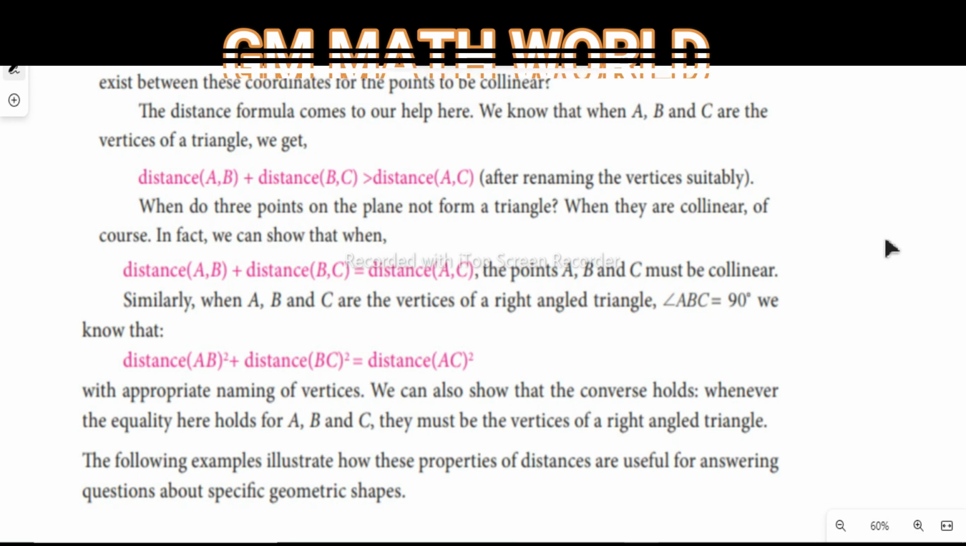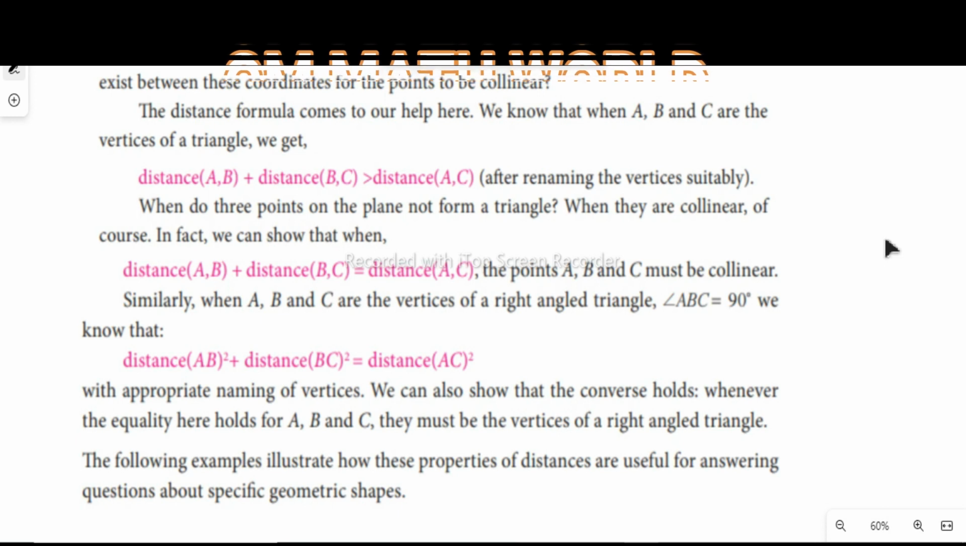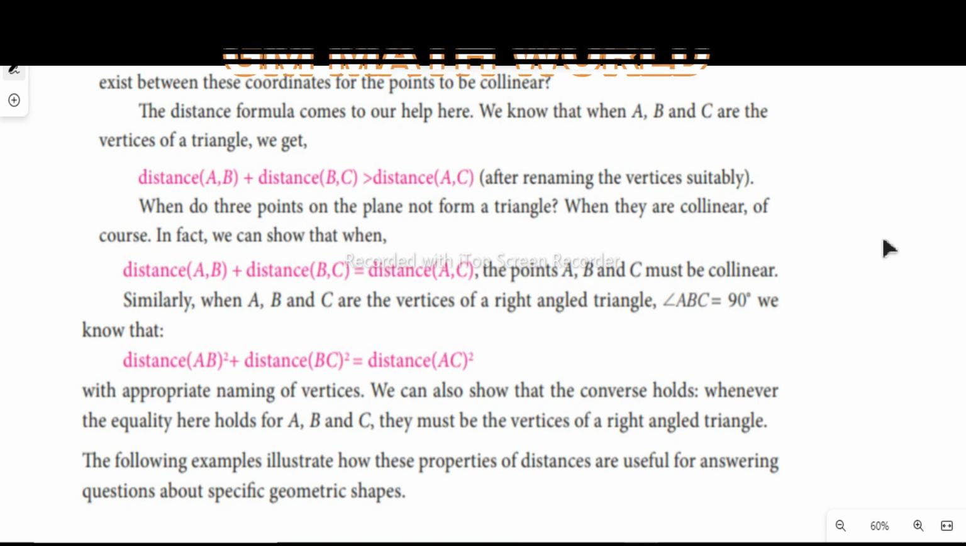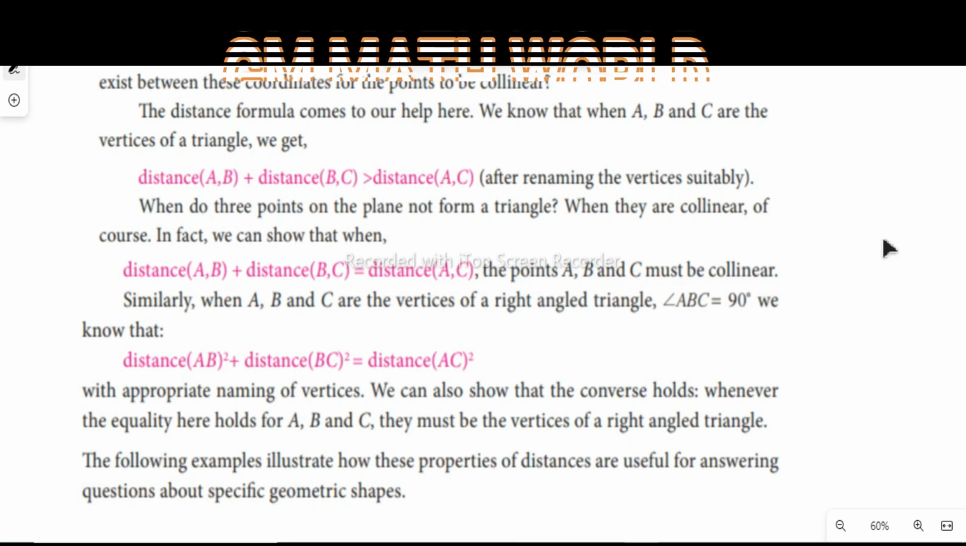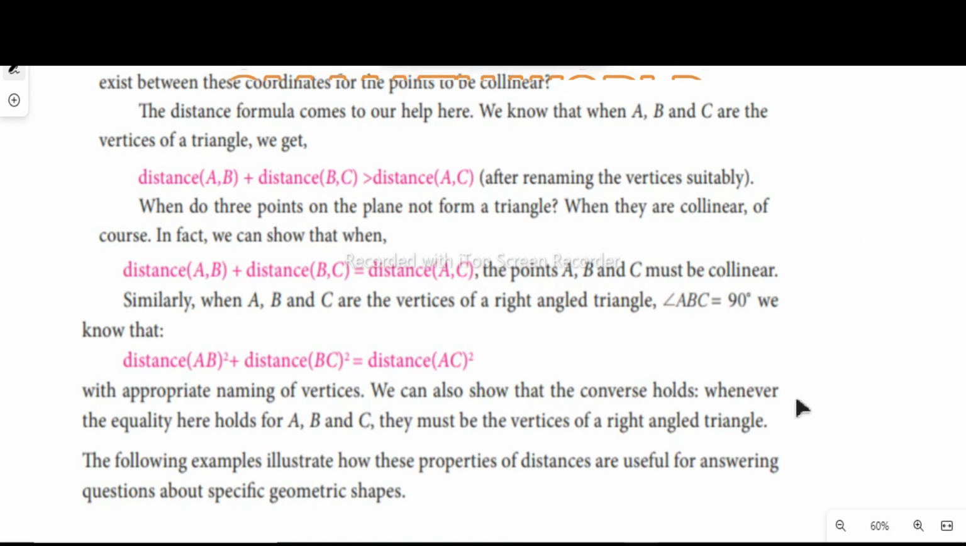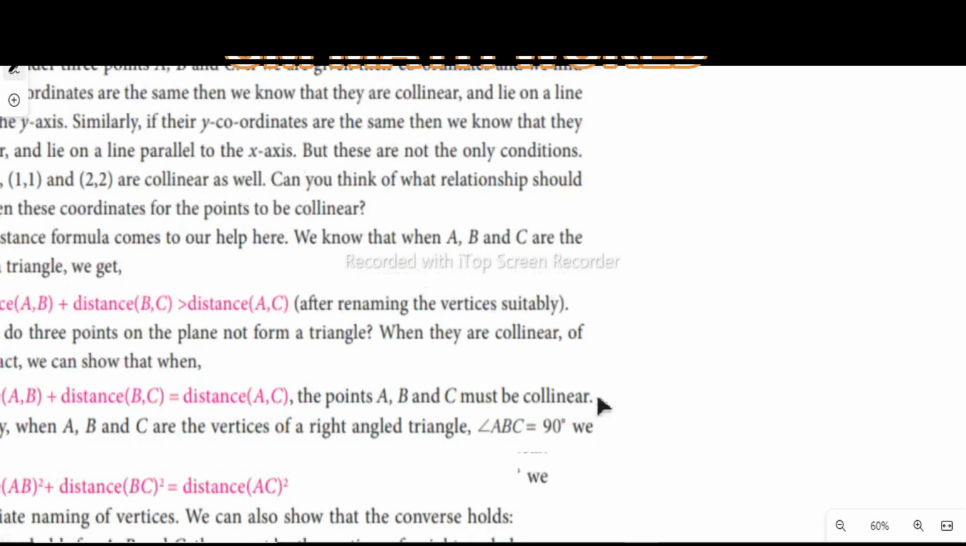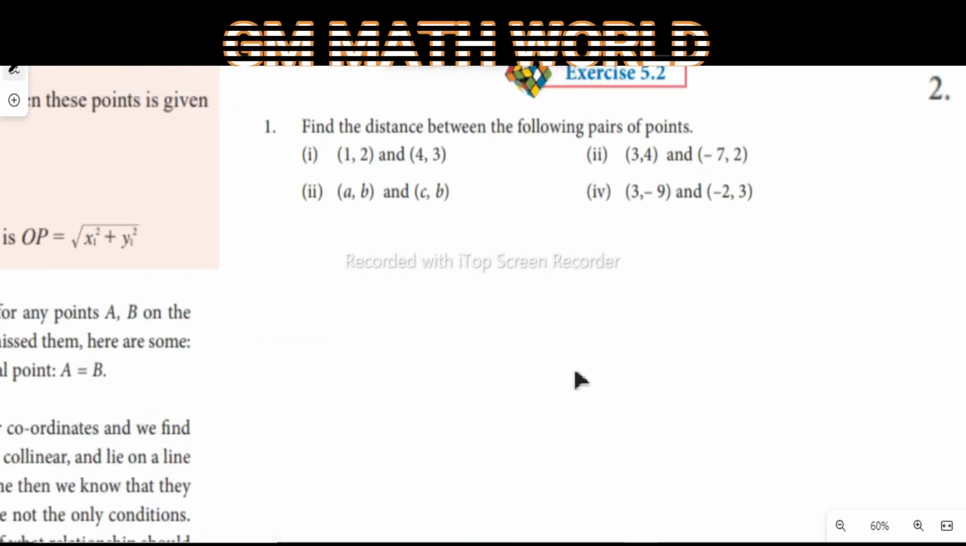Similarly, when A, B and C are the vertices of a right angle triangle, where angle ABC is 90 degrees, we know that distance AB square plus distance BC square is equal to distance AC square. With the appropriate naming of vertices, we can also show that the converse holds: whenever the equality holds for A, B and C, they must be the vertices of a right angle triangle. The following example illustrates how these properties of distance are useful for answering questions about specific geometrical shapes.